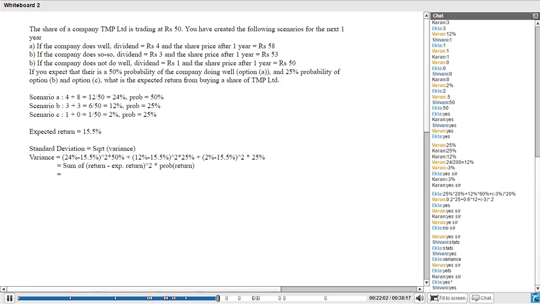This comes out to be 0.008475, and the standard deviation is the square root of variance, the square root of this term, which is 9.20%. So the measure of risk as measured by standard deviation for company TMP Limited is 9.2%. Is this methodology clear to all of you? How do we calculate standard deviation?